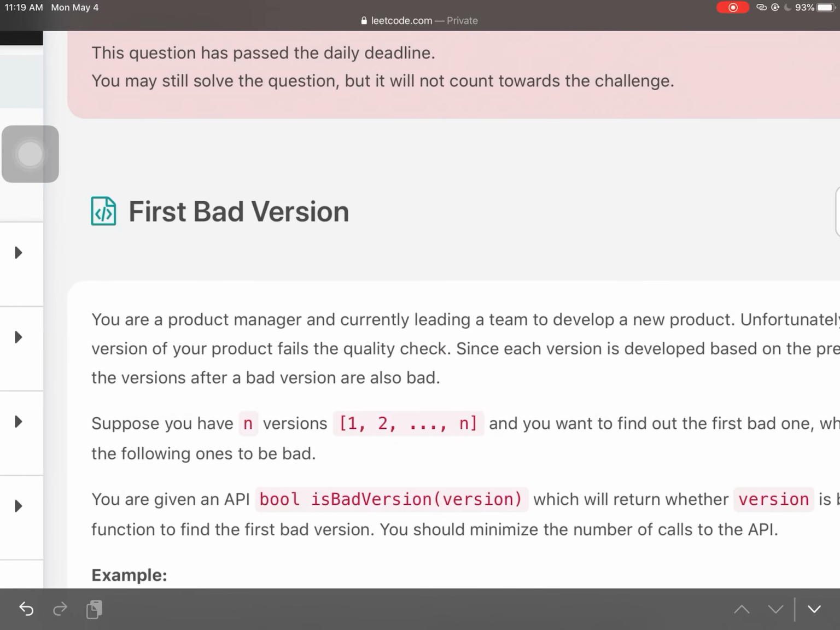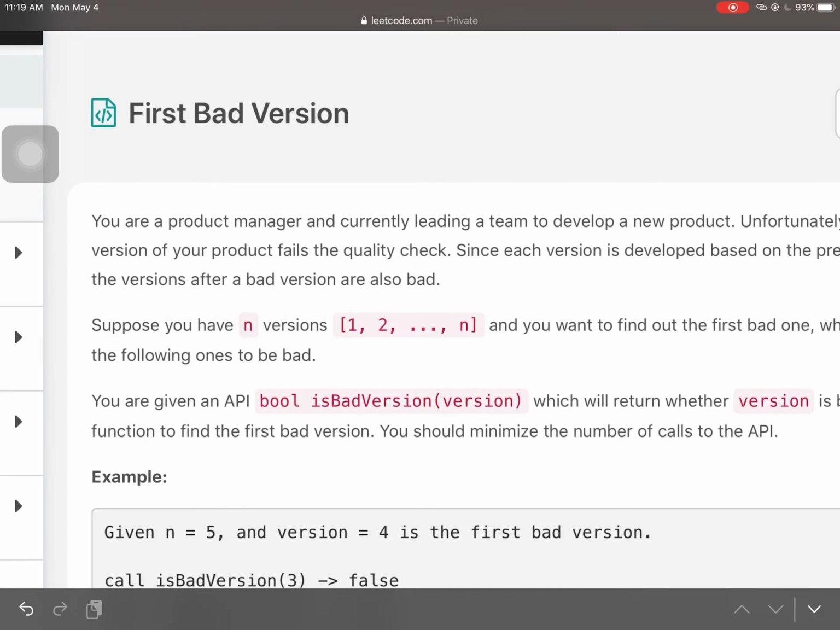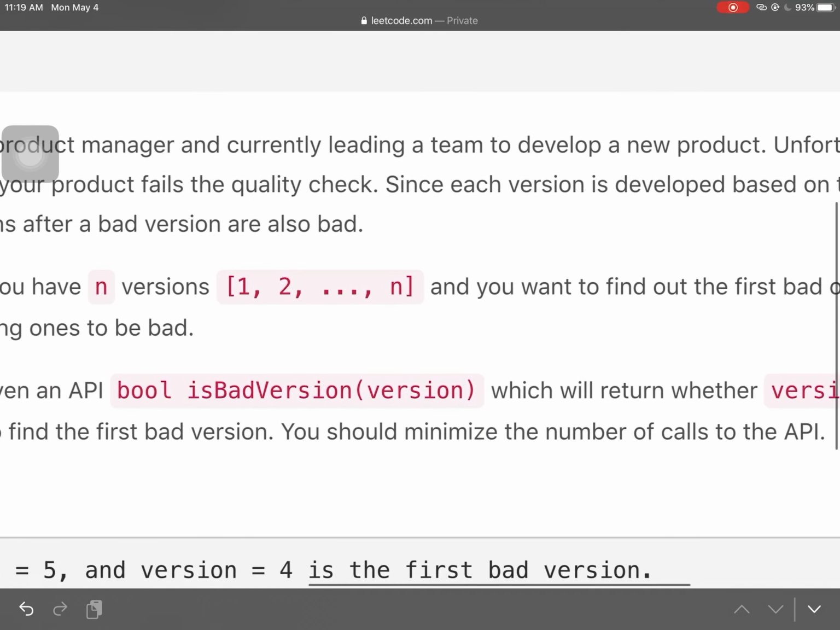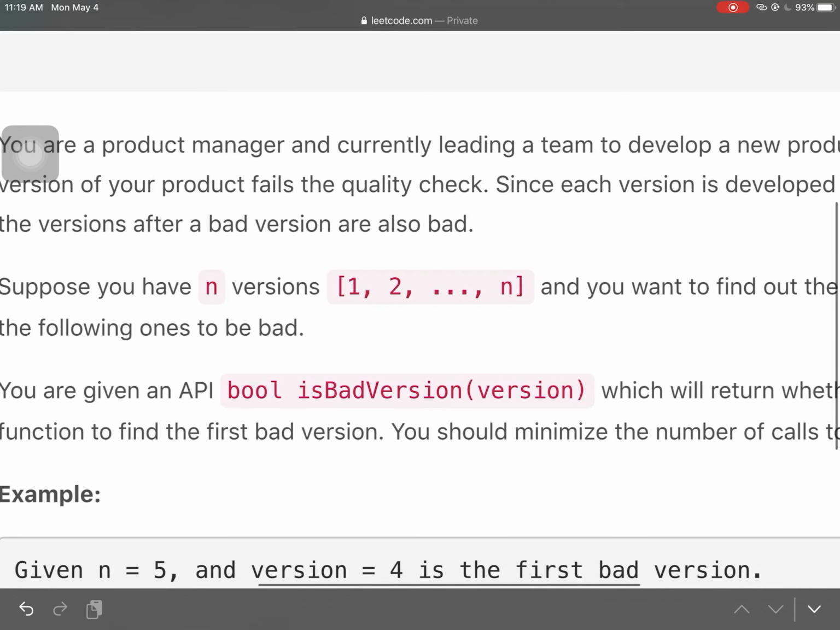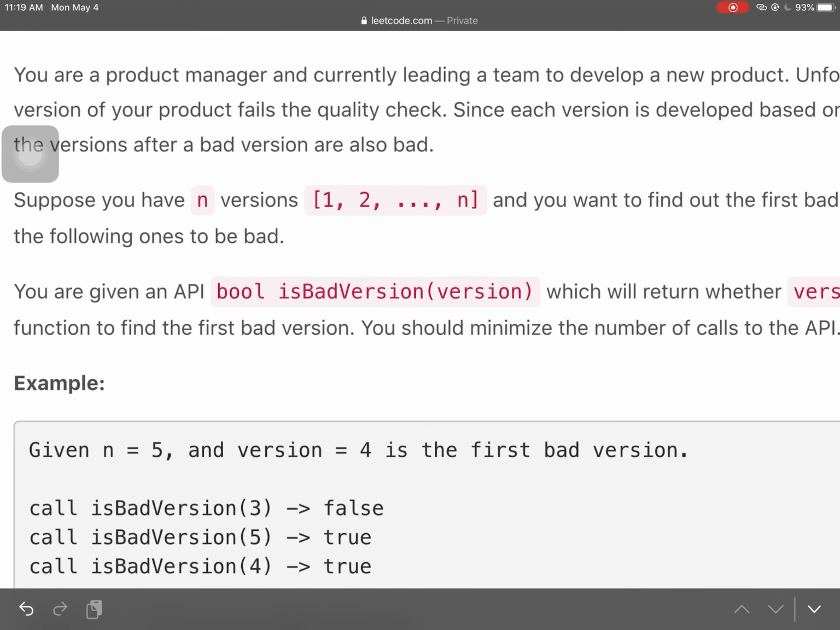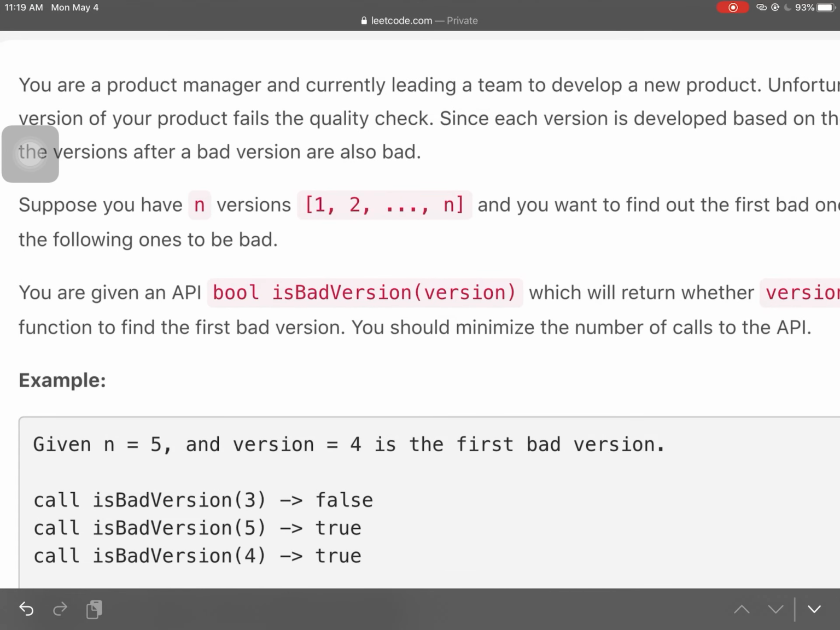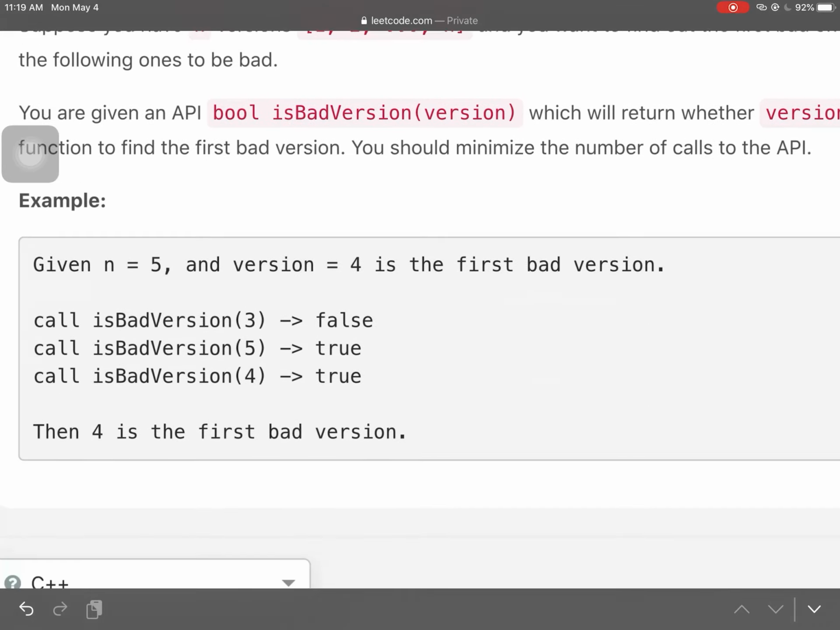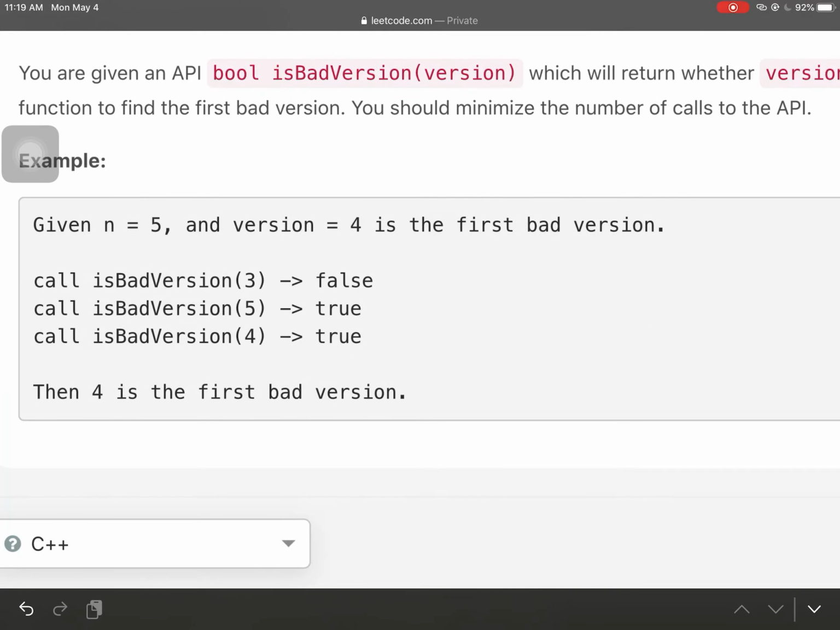Okay, it's my LeetCode 30-day challenge, and the first problem will be First Bad Version. So we are a PM, and we are looking for the first bad version of the product, and all the products after a certain version, if that version is bad, then they will all be bad. So we are asked to find the earliest bad version, and we are given an API which will return whether a version is good or bad.